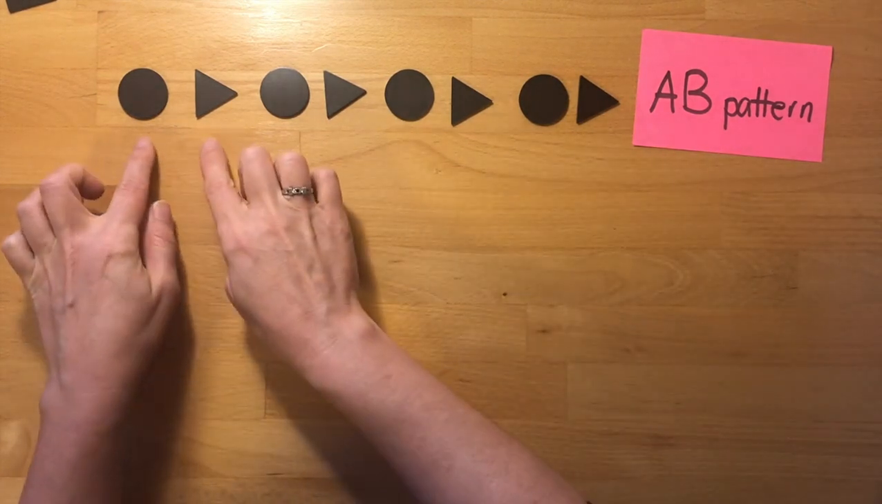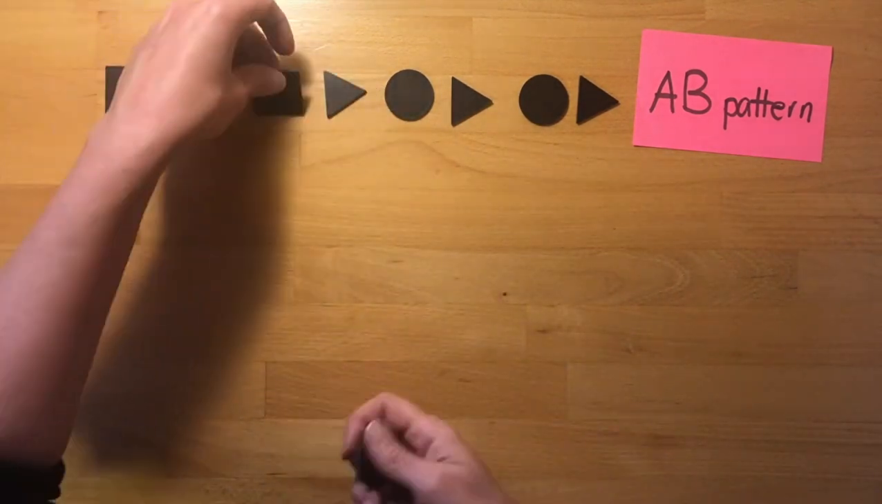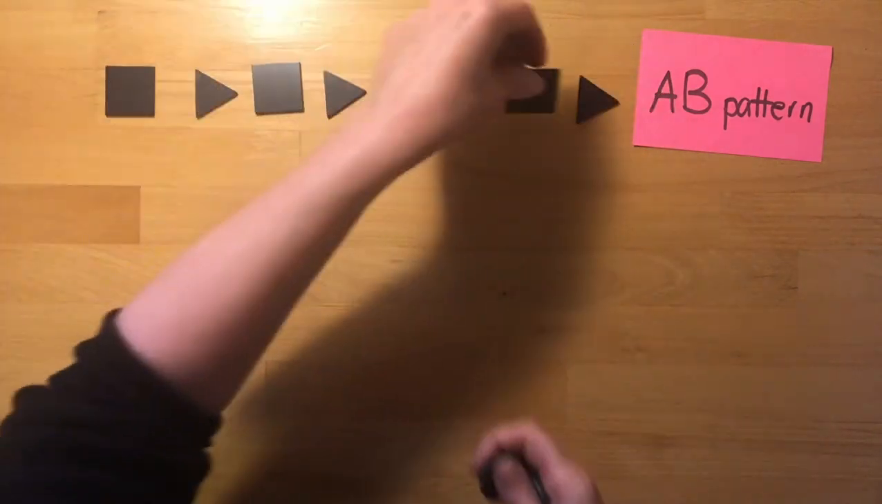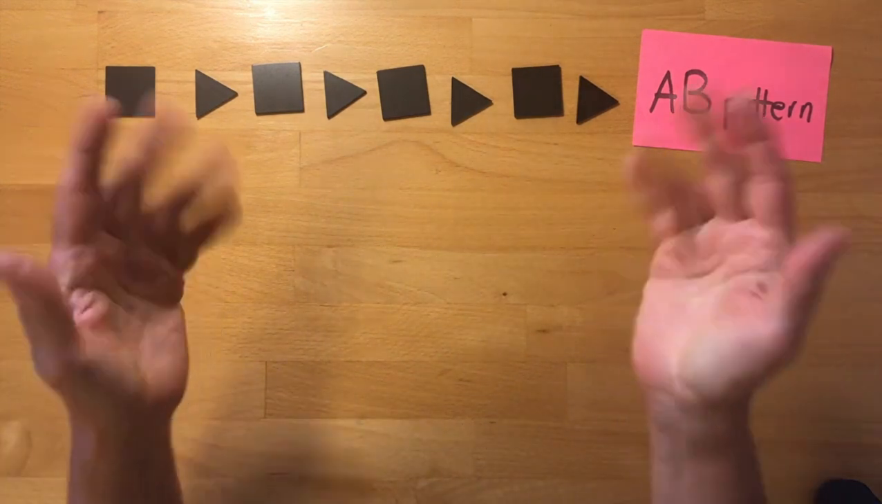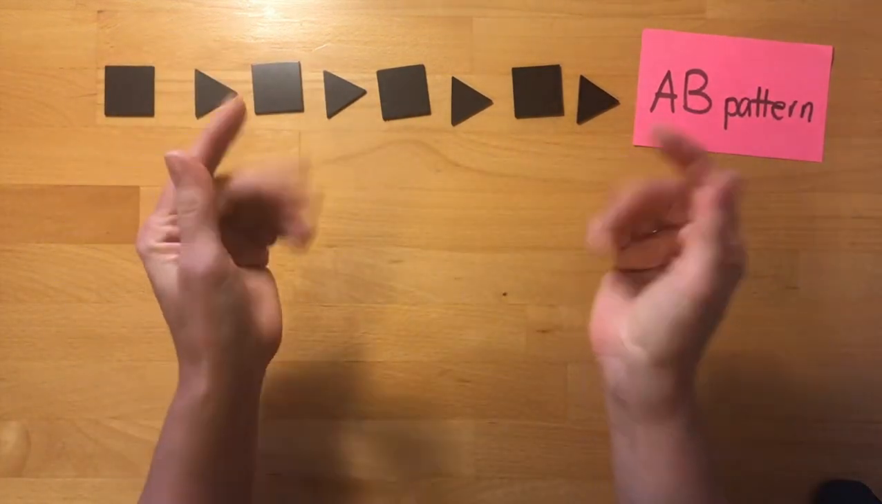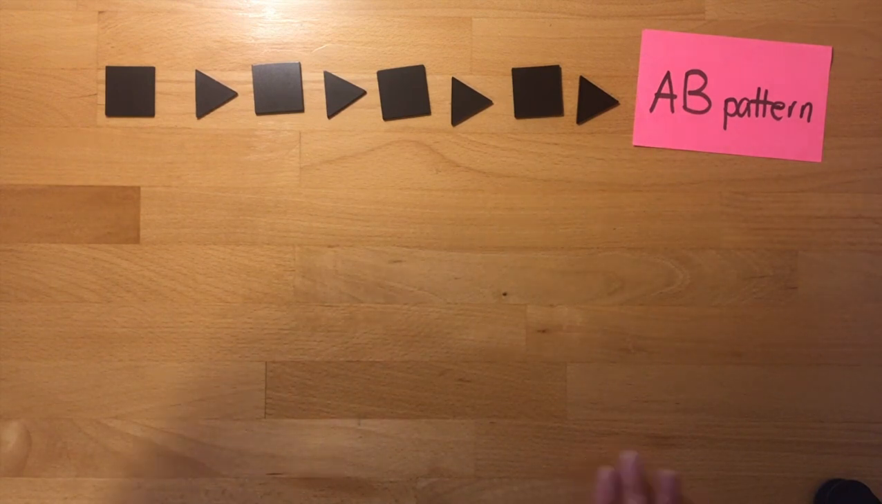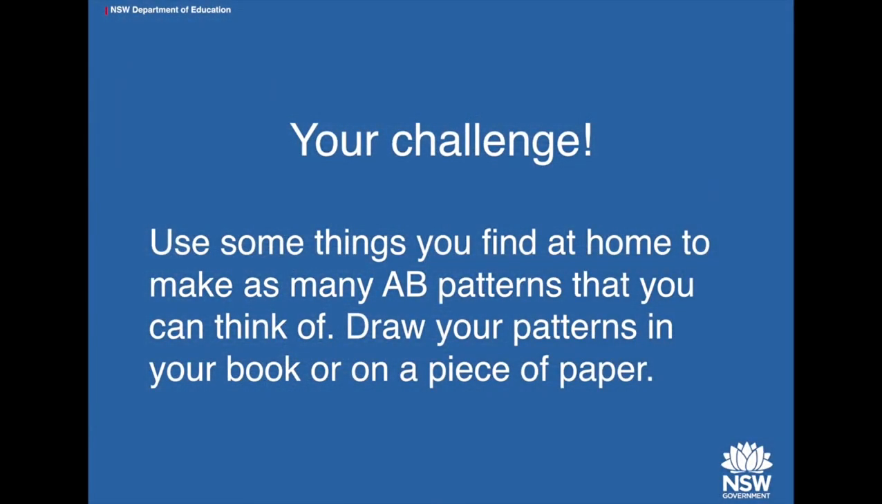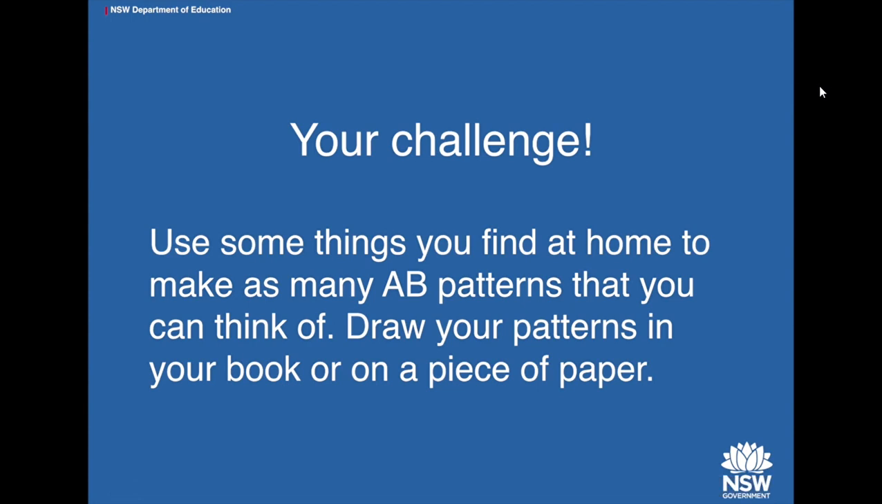So we made one here using circles and triangles, and we also then said, well, we don't have to have circles, we could have squares and triangles, and it's still an A-B pattern. We also said that you could do a click and a clap. And one of you suggested that you could do a click with your tongue and a stomp. Over to you to go see what you can do and make some other A-B patterns and draw them down in your notebook. And I'm going to go do the same and we'll come back together. Over to you, little mathematicians.